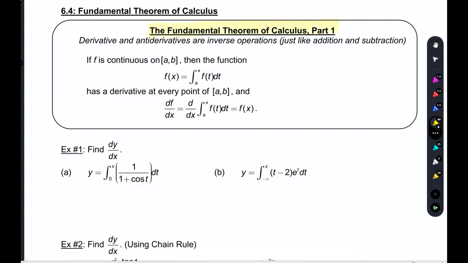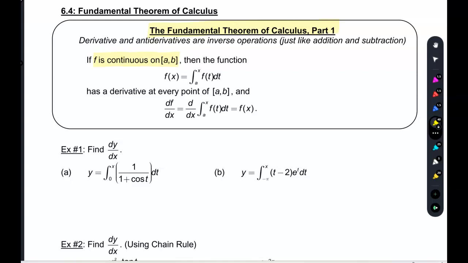Remember I said derivatives and antiderivatives are inverse operations, like addition and subtraction, multiplication and division, with some slight variations. First thing, we always have to make sure it's continuous. If it's not continuous, we can't find the integral. Take, for example, 1 over x. What's 1 over x look like?